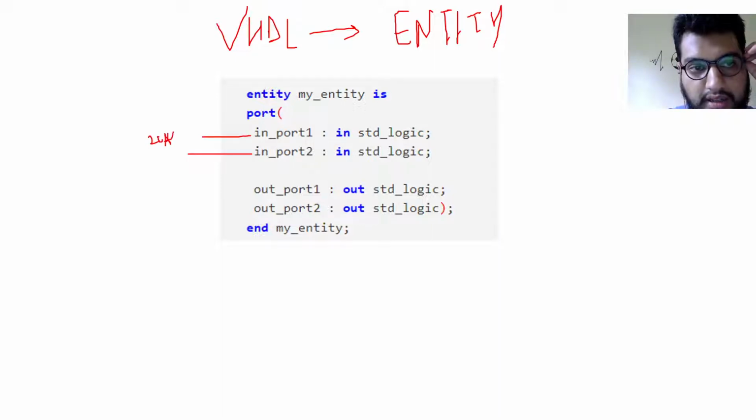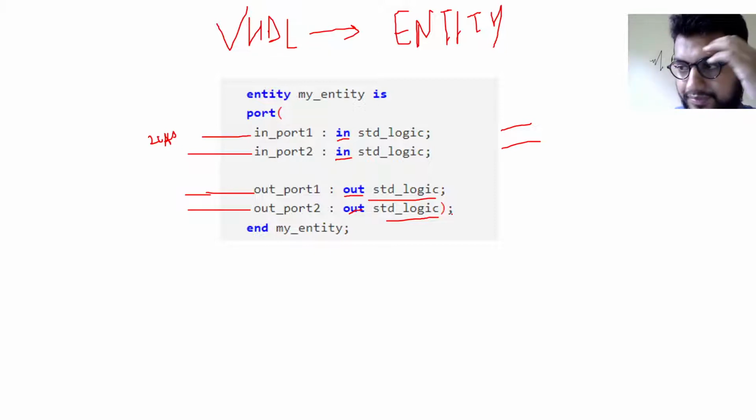And how do I know these are inputs? Because of this statement, in and in. And this is std_logic, which means they are single-bit inputs, a single-bit symbol. Each line ends with a semicolon. And then these two are my output ports. How do I know it? Using this keyword, followed by std_logic as we saw in the input, and then the parenthesis is closed and we have the semicolon at the end.